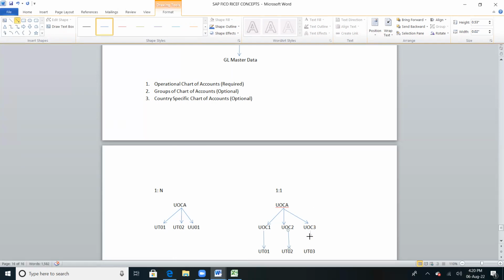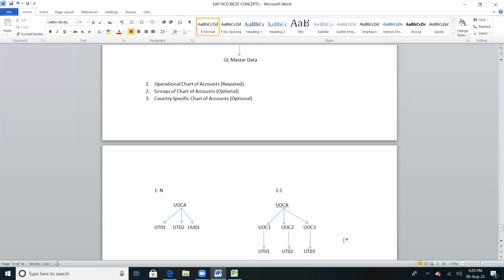Just write it down. UOC1 is one chart of accounts. UOCA is nothing but a group chart of accounts. We will create one group chart of accounts, and under that you are going to create one sub chart of accounts, which is linked to each company code. Yeah, just write it out.